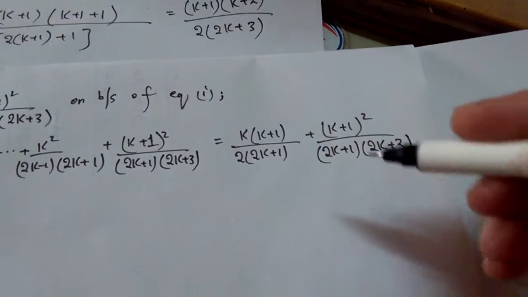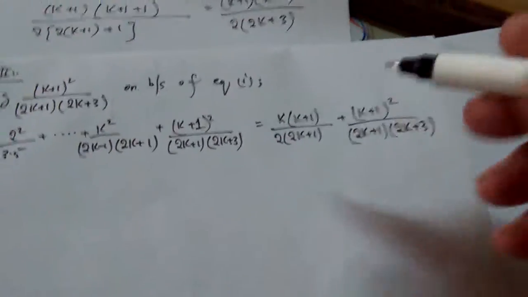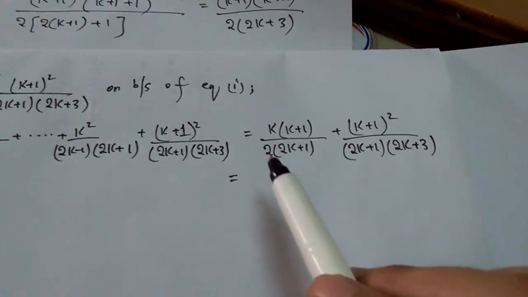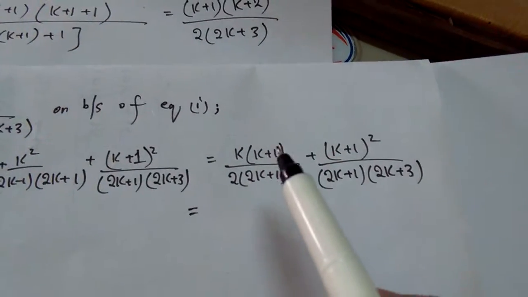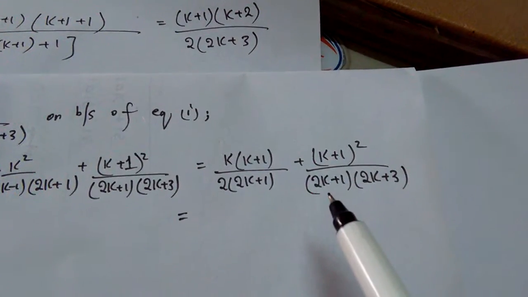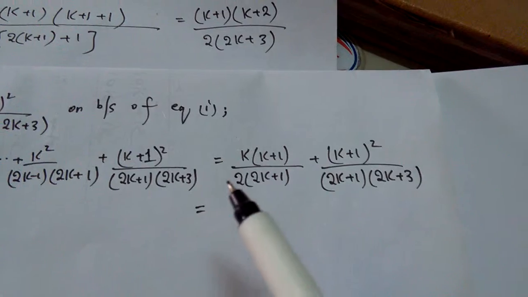Okay, now let's start doing some basic preliminary algebra here. You can see that in these two terms I have k plus 1 common in the numerator and 2k plus 1 common in the denominator, so I'm going to take them out.